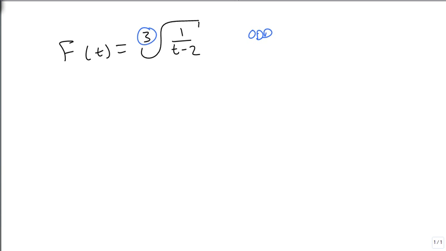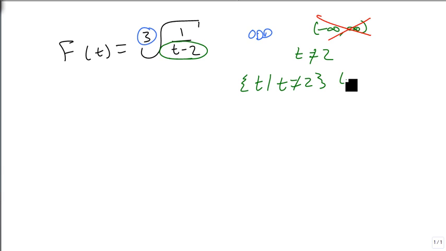Now, just in closing, I want to re-emphasize that if we have f of t equals the cube root of 1 over t minus 2, then because it's an odd root, it should be from minus infinity to infinity, but it's not because of this little tricky piece right here which says t cannot be 2. So it's everything but 2. In set builder notation, it's all values of t such that t does not equal 2. Or now that we can talk about this, it's everything but 2 in interval notation: everything less than 2 and everything bigger than 2, but not 2 itself.